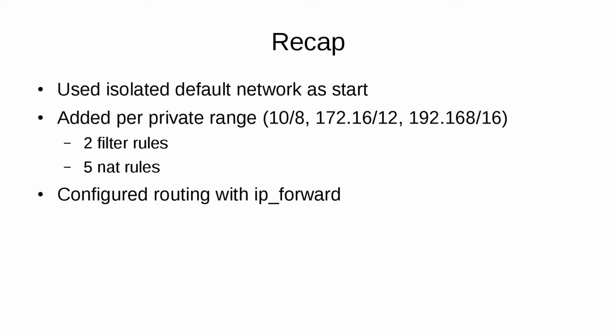Okay, just to recap, what did we do in the screencast? We used an isolated default network as a starting point, and manually we added per private range 2 filter rules and 5 NAT rules to iptables to make sure that it is routed and that it is NATed. Furthermore, we also configured routing in the kernel on the host system by switching on IP forward for IP version 4.